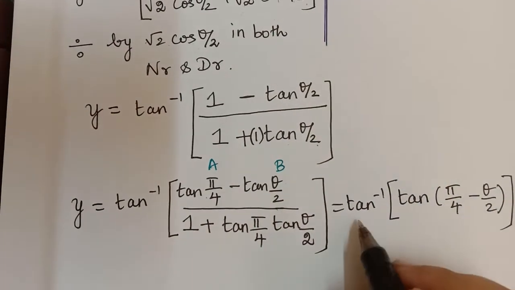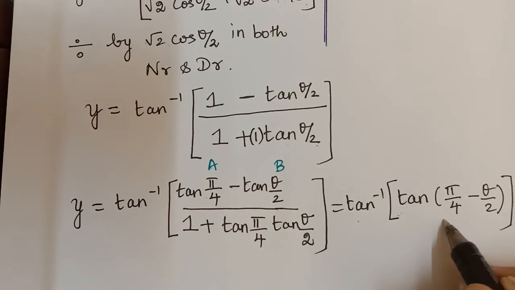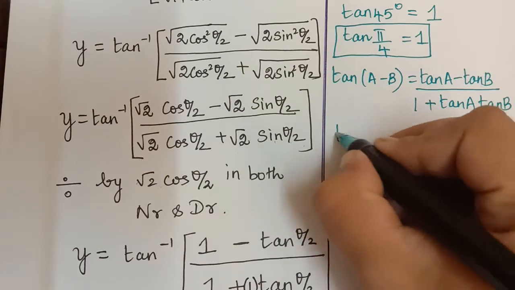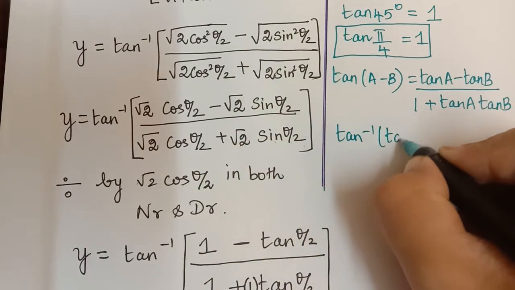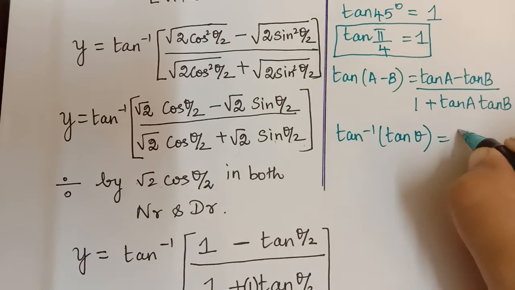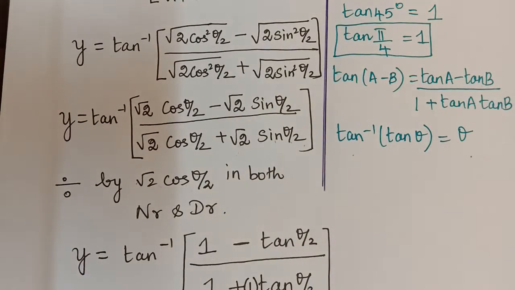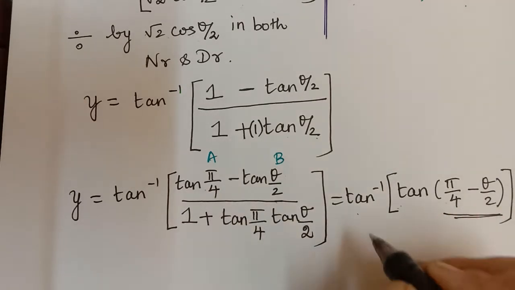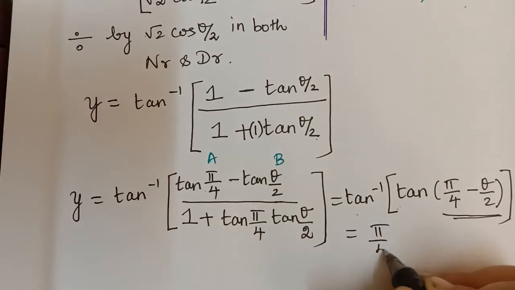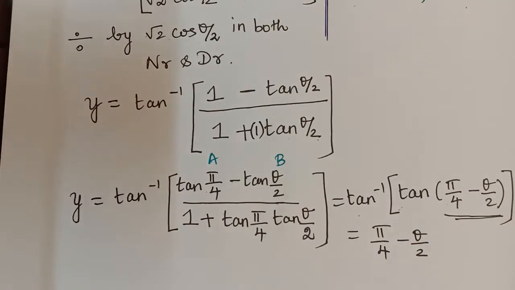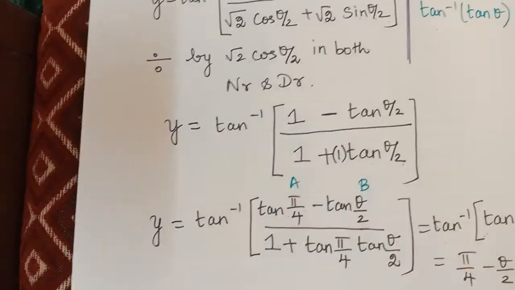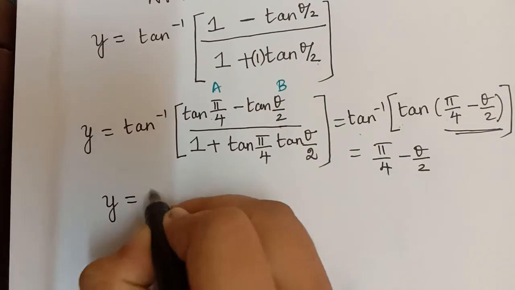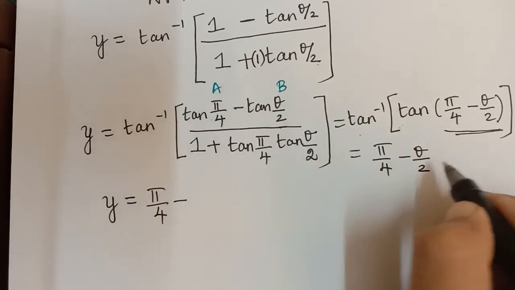Now this is tan inverse of tan of some angle. So we know that tan inverse of tan theta is equal to theta. So by this formula we get tan inverse of tan of pi by 4 minus theta by 2 to be equal to pi by 4 minus theta by 2. So therefore our y is equal to pi by 4 minus theta by 2.